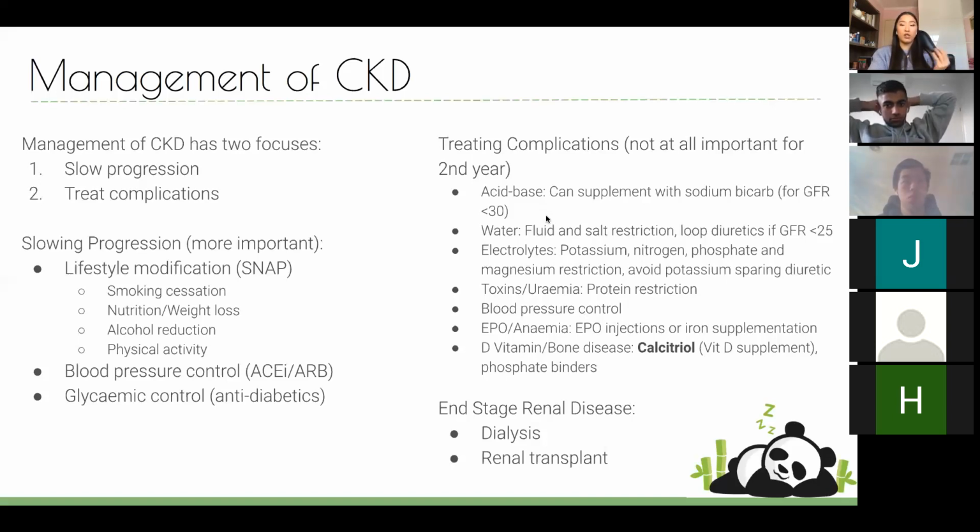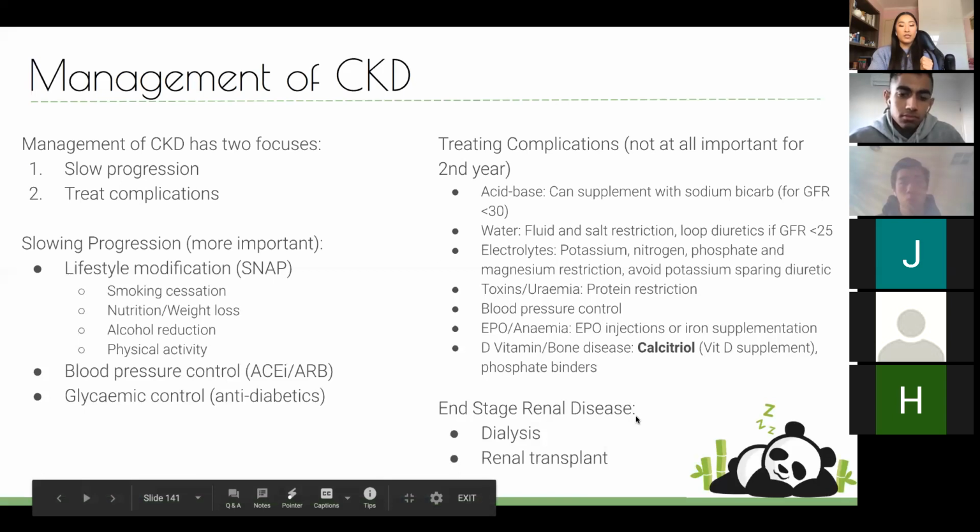So if you have metabolic acidosis, you can supplement with bicarb. If you have anemia, you can supplement with EPO. And if you have bone disease, you can supplement with vitamin D, calcitriol, or phosphate binders, which is important if they have hyperphosphatemia. But you don't need to know this for second year.